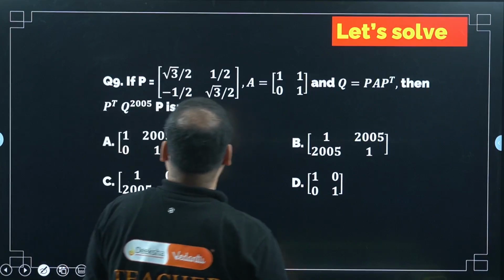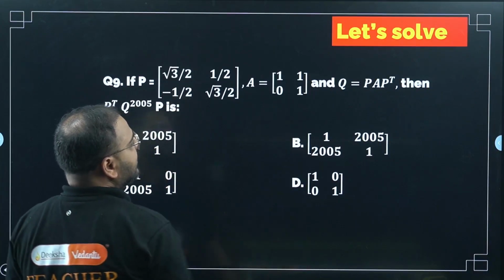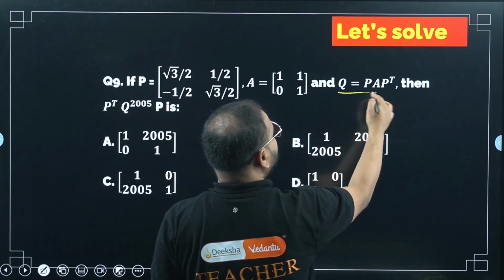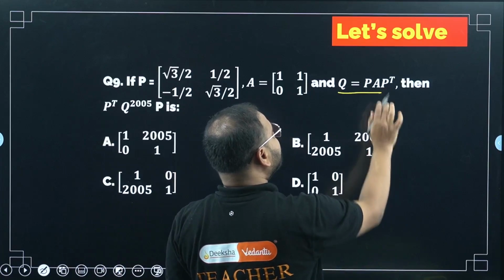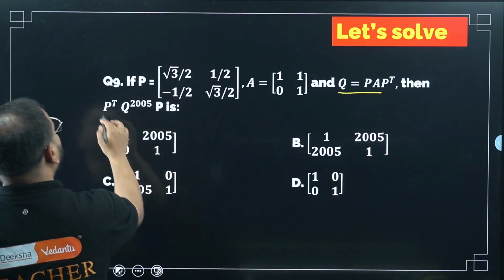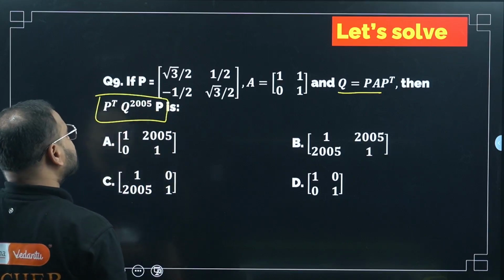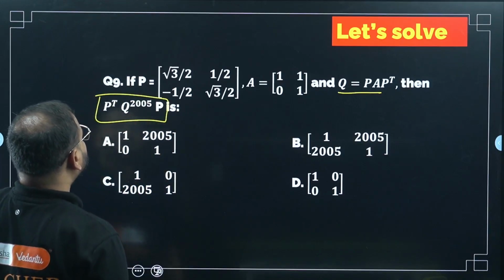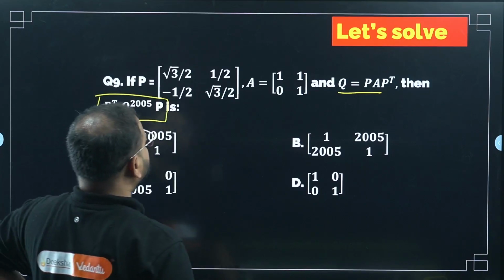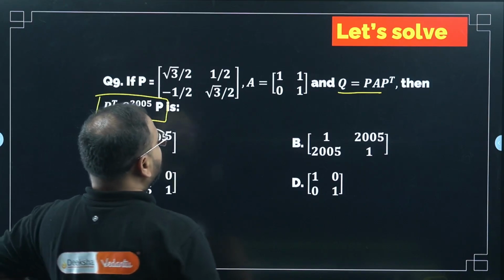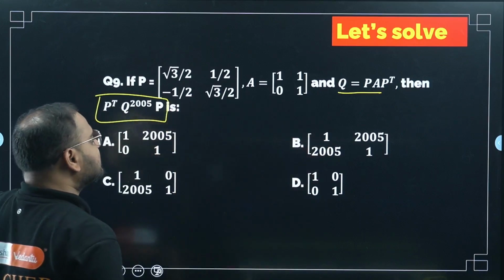P is given as this matrix, and this matrix is A. They're saying that Q is another matrix equal to PAP transpose. Then find the value of P transpose times Q to the power 2005 times P. Can we find the Q value first? If I multiply P with A and P transpose.